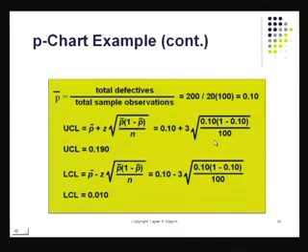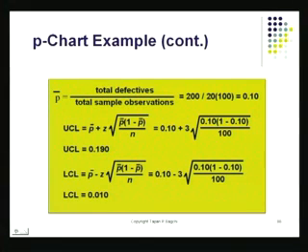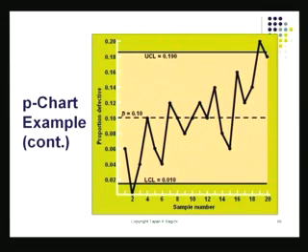If you do the calculation, you'll find that the upper limit turns out to be 0.190 and the lower limit turns out to be 0.010, which really says that if the value of p, the fraction defective in any of those lots of size 100, is above the upper control limit or below the lower control limit, it's an exceptional situation. I have to stop the process and investigate the causes, just like we used the reaction plan in the X bar R case.